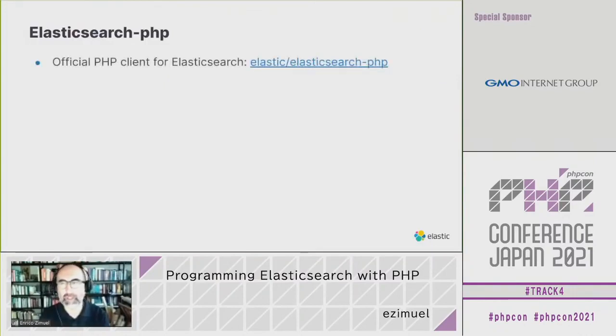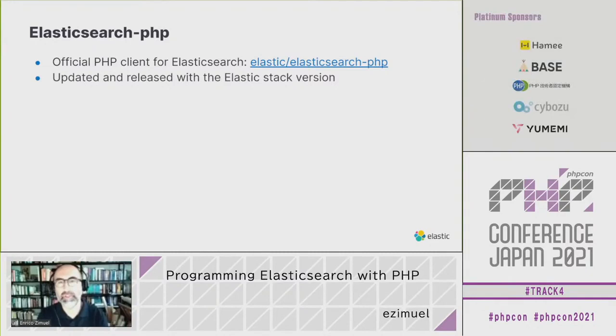So we provide an official client that is Elasticsearch-php under the Elastic repository. You can check it out on GitHub and on packages. It is updated and released with the Elastic Stack version. That means every time we release Elasticsearch, for instance, now it's 7.15, we release the Elasticsearch-php 7.15. So it's completely updated. Why? Because on each release we add a new API or change the REST API, and of course the client needs to be updated.